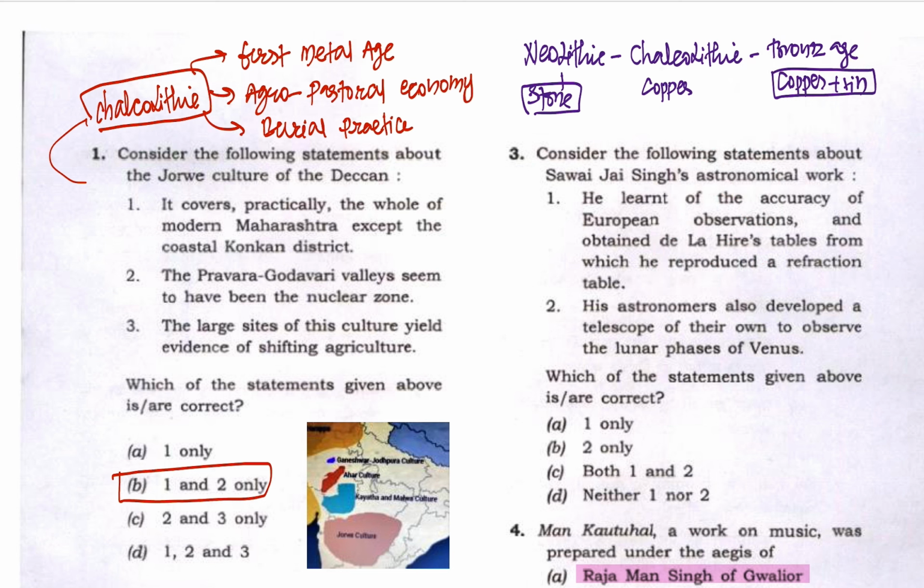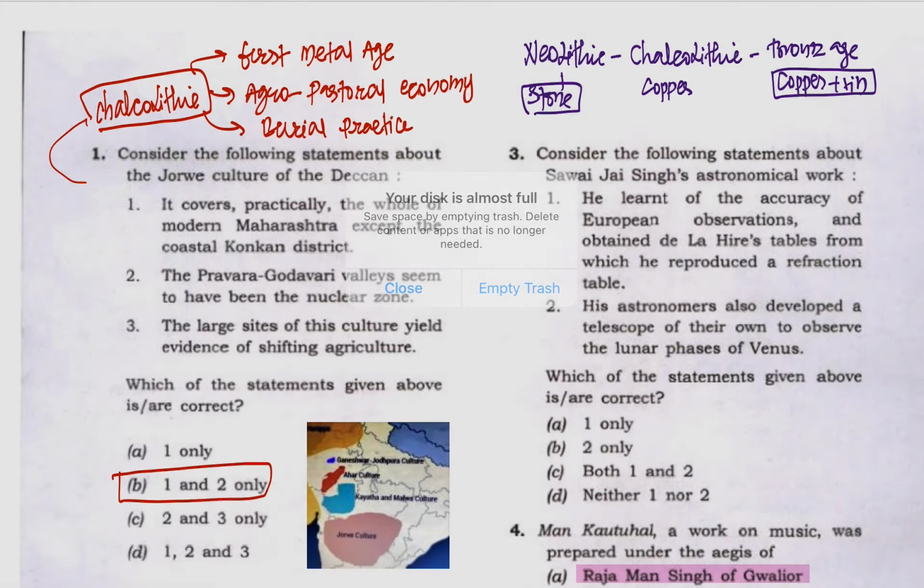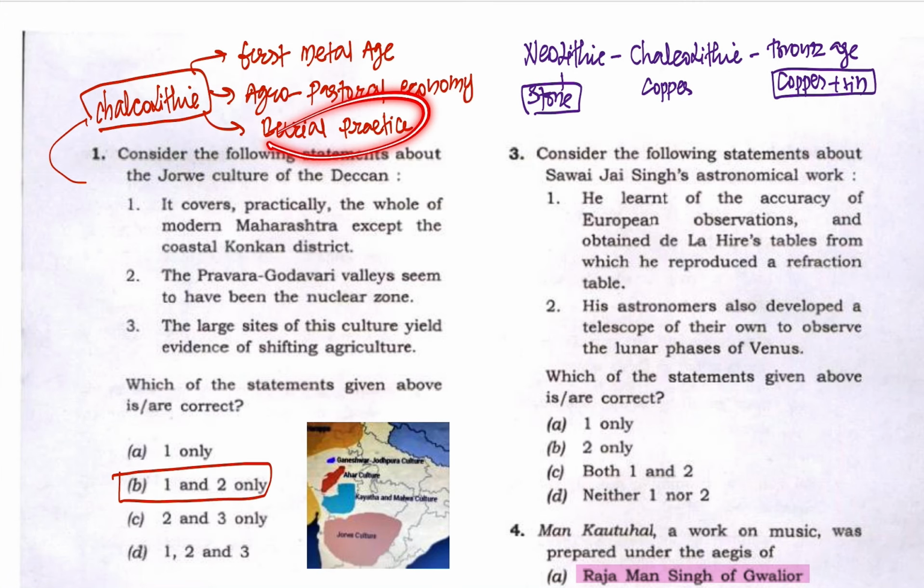Now the characteristics of the Chalcolithic period: first, the first metal age. The first time humans started using metal. Then agro-pastoral economy. Neolithic people used to be hunter-gatherers, but Chalcolithic people practiced settled agriculture. They had an agro-pastoral economy. They also performed burial practices. So remember these important characteristics of the Jorwe culture.